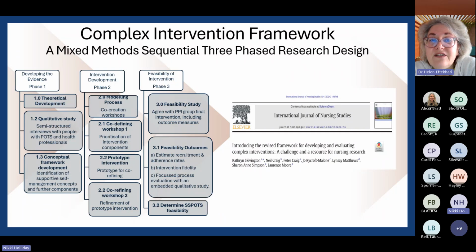So the developmental phases that I looked at, there were 3 phases, and my research was a mixed method sequential 3-phase design. Phase 1 was developing the evidence base, and this I did with a qualitative study. The second phase was intervention development, and the third phase was the feasibility of the study. So I'm going to mostly focus here on developing the evidence and the intervention development, and how I integrated 3 COs into this. And then if you want to ask any questions at the end, I'm happy to answer them in terms of other aspects of the research.